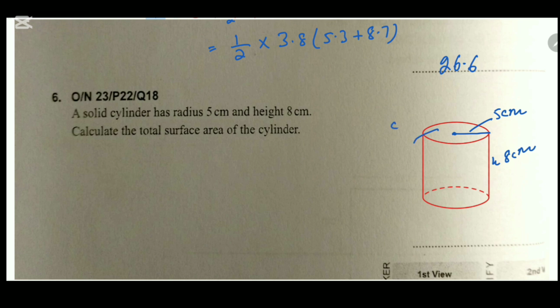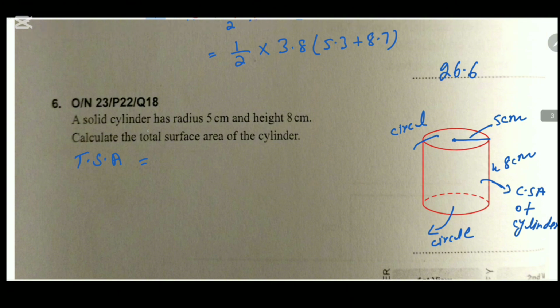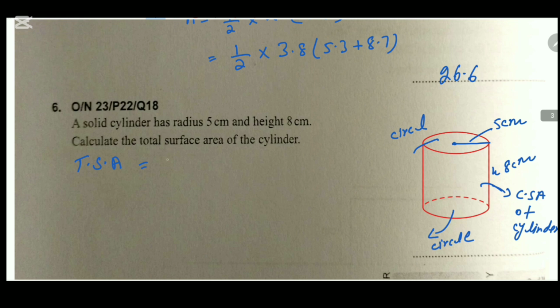Calculate the total surface area of the cylinder. The top of a cylinder is always a circle. This is the curved surface area of the cylinder. The bottom is also a circle. So how will you solve it now? Total surface area: the top is a circle, so we will find the area of the circle. The bottom is also a circle. So what is the formula of the area of a circle?